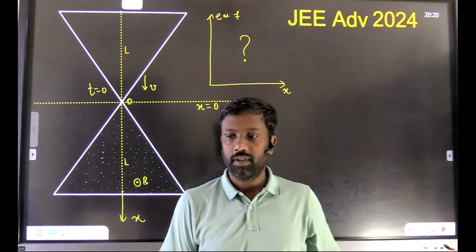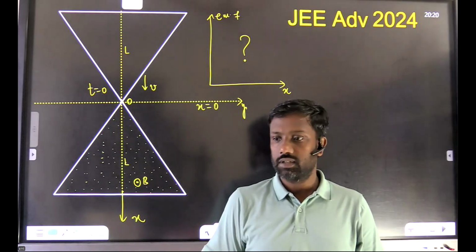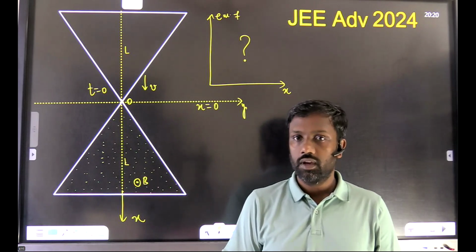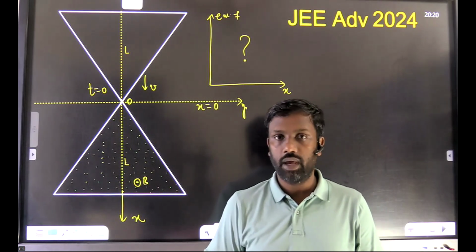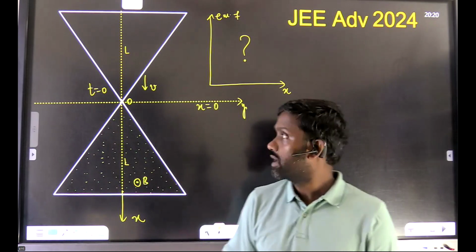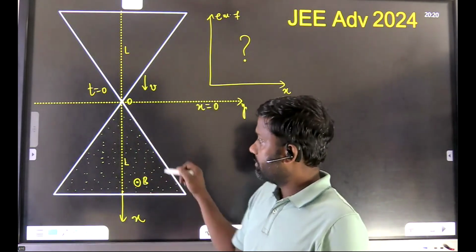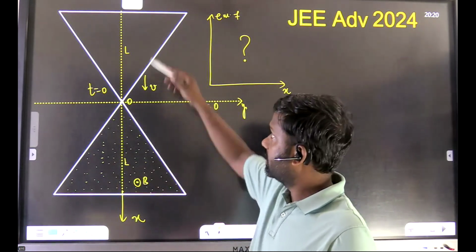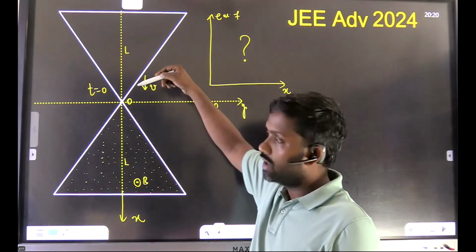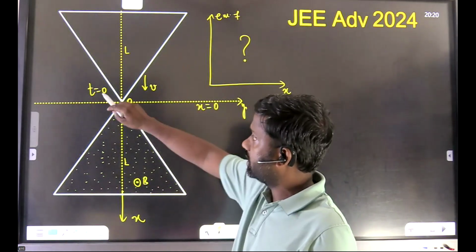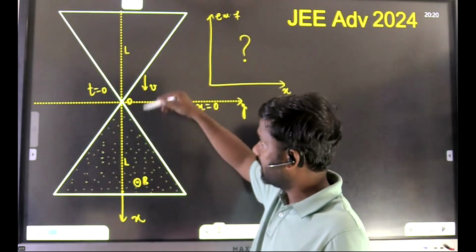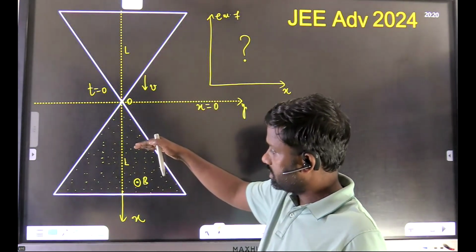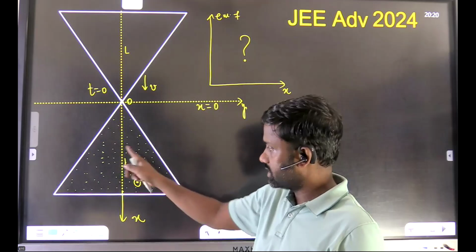Hello students, in this video I am going to discuss the solution of a JEE Advanced 2024 question which is related to electromagnetic induction or induced EMF. In this question there is a triangular region in which there is a uniform magnetic field and there is a triangular conducting loop. This is the location at t equal to 0. Now it is moving in this direction with constant velocity. So it enters the magnetic region and then exits this region.